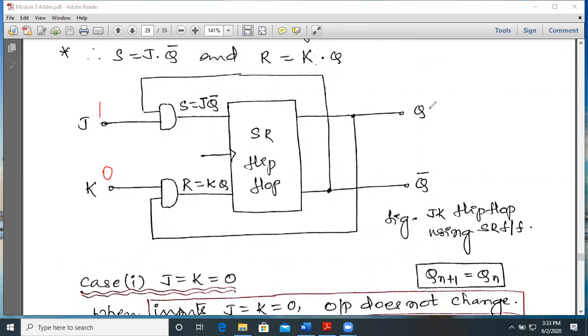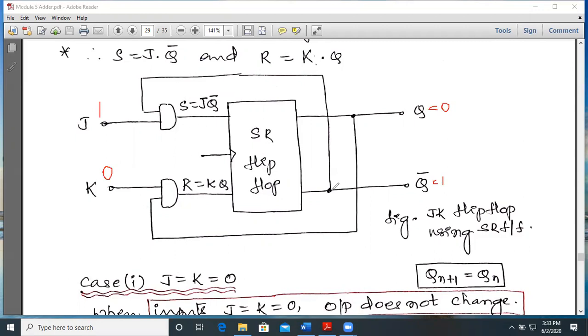What else we need to assume is Q and Q bar. So first let us consider Q as 0. If Q is 0, obviously our Q bar should be equal to 1, right? Okay, now let us see what will be our S and R inputs.